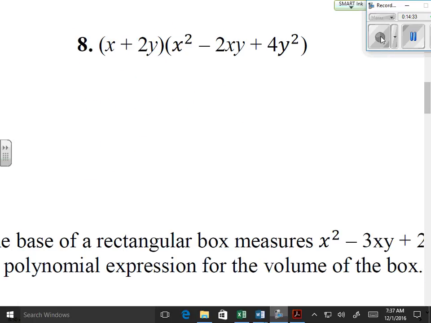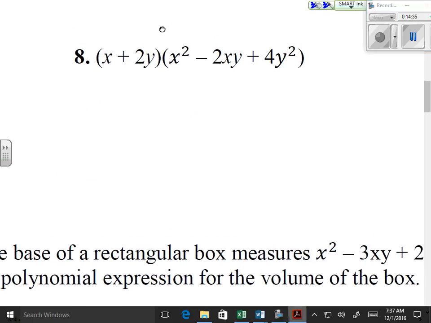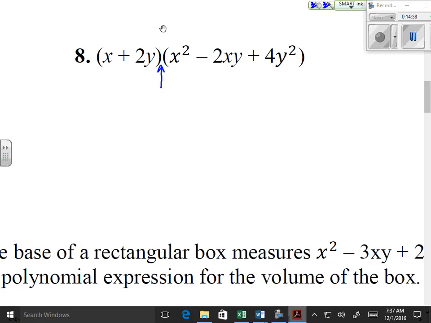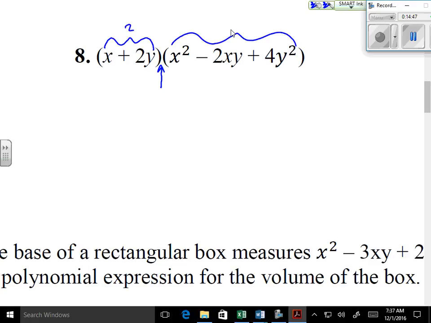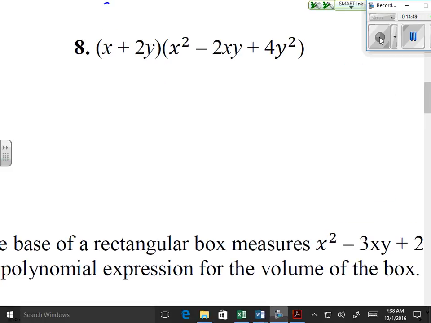Number 8, on the other hand, does not have an addition or subtraction in between the parentheses. So these 2 parentheses are multiplied together, but it does have multiple terms. There's 2 terms here, and there's 3 terms there. So what we have to do is basically a souped up FOIL. Since we have 2 terms here and 3 terms here, we have to take the first term, and look at every combination of multiplication between the terms.